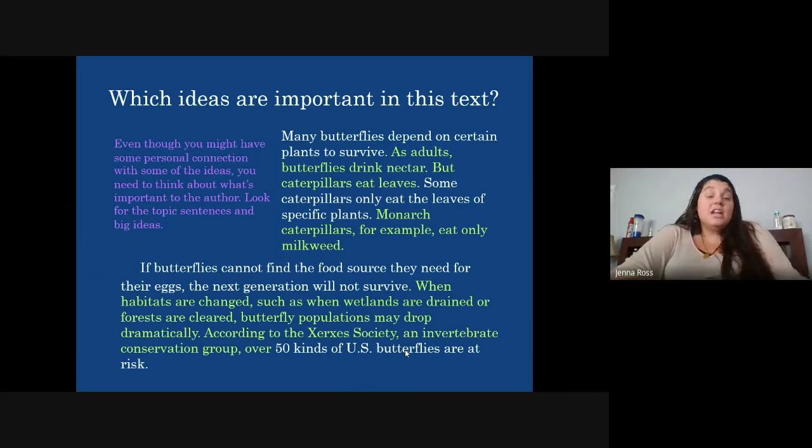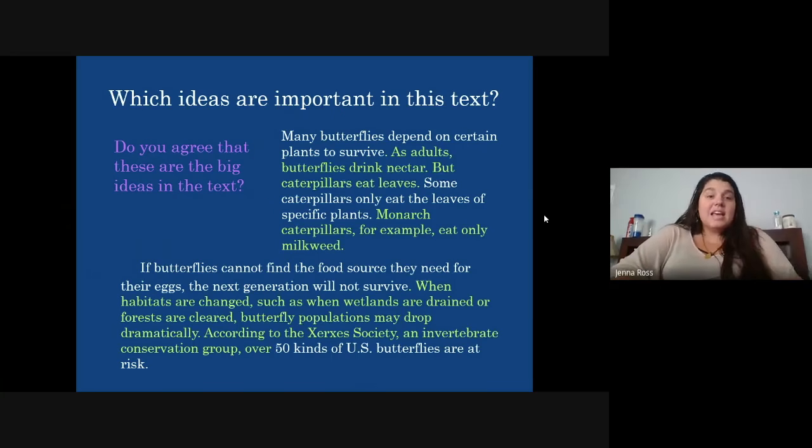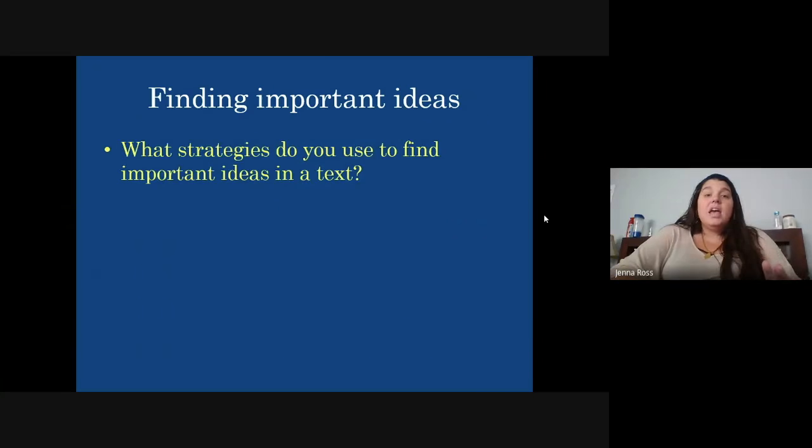And is it an interesting fact that monarch butterflies eat milkweed? Sure. But it's not the most important idea. Okay, so once we do that, the next thing we're going to do is move on to putting it into your own words.